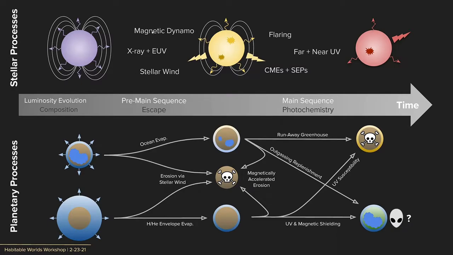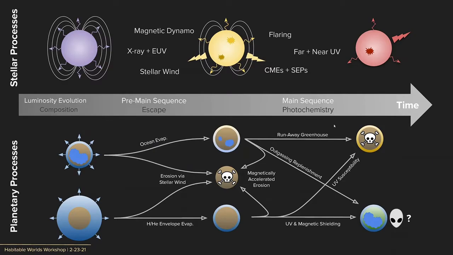Now, the stellar processes that mainly drive escape would include magnetic activity from the star, high energy radiation like X-rays and extreme UV, as well as the stellar winds. Now, these things tend to be stronger during the star's early life, especially its pre-main sequence phase, when the star is still contracting, and the stars tend to be very, very active at that point.